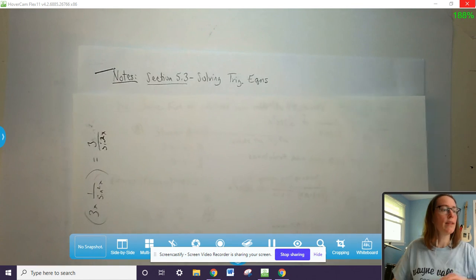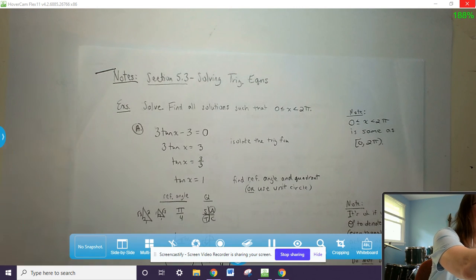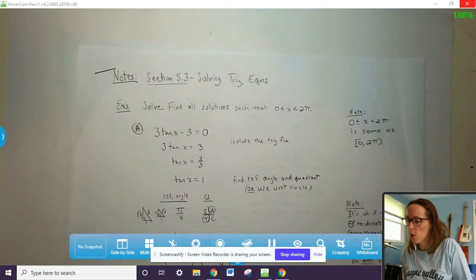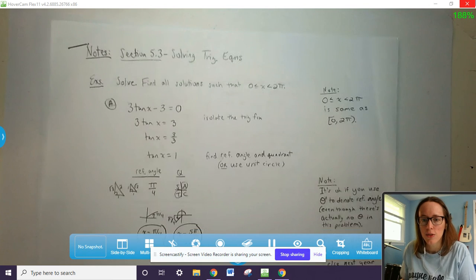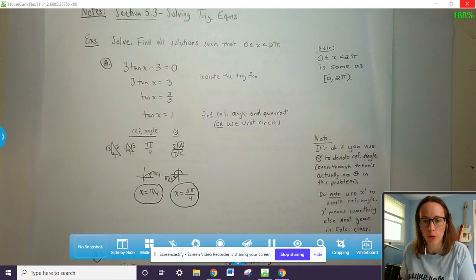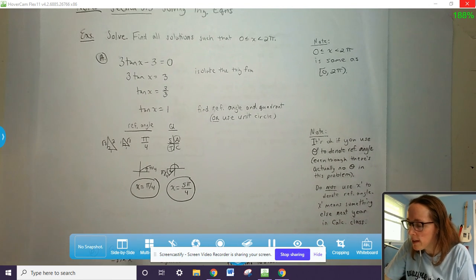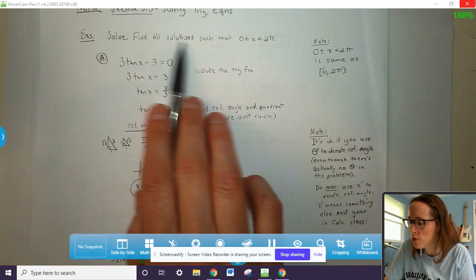So we're looking at section 5.3, and we're going to be solving trig equations. So here's our first example, all done for you. We're finding all solutions between 0 and 2 pi.